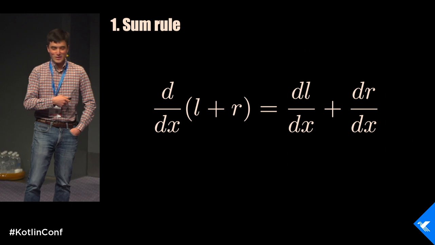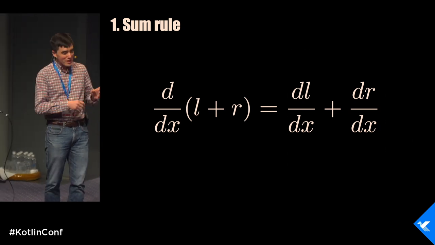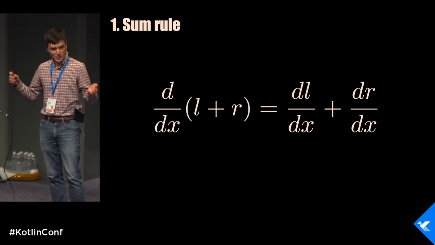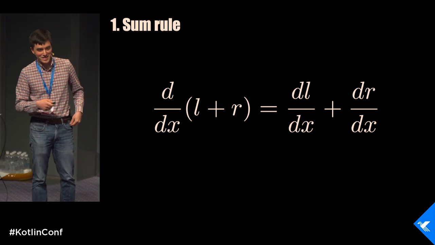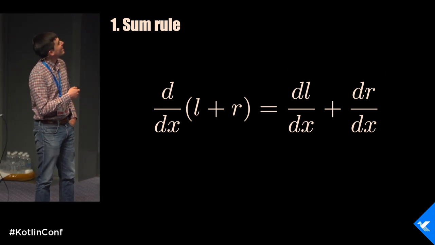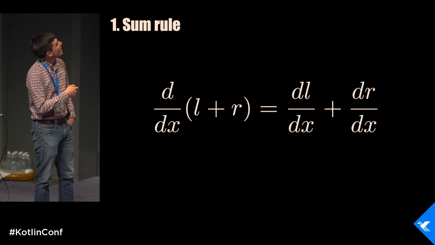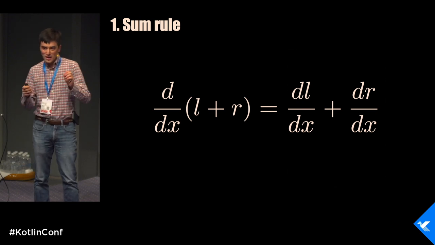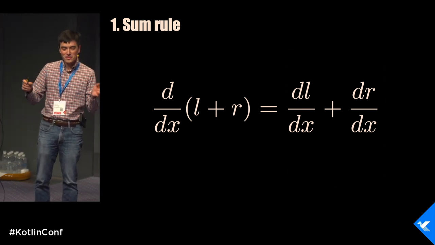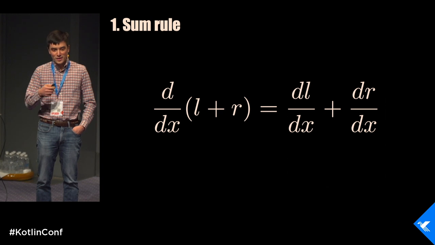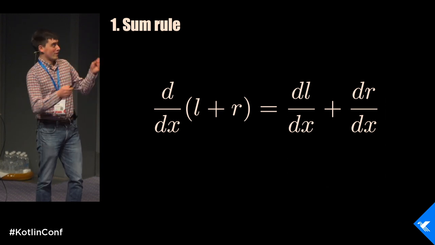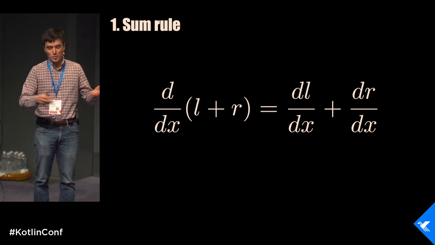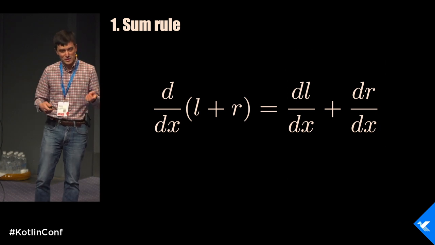Notational innovation, I don't know what you want to call it. This is meant to be evocative of division, but really there's no division happening here. This is just a notational thing. So you can think of this as an operator. When you apply this operator to this function, you can think of this as applying it linearly to each of the components. So we can take the derivative of the left and the right separately and then add them together.